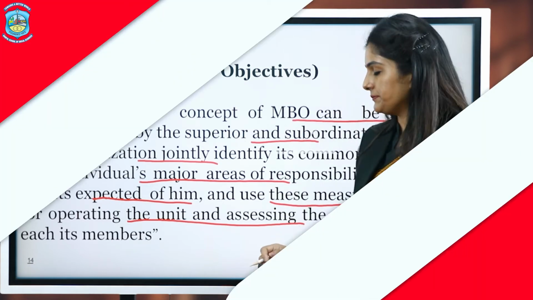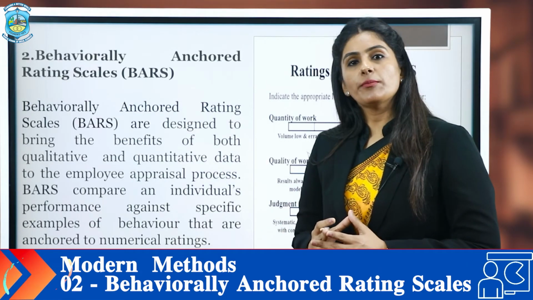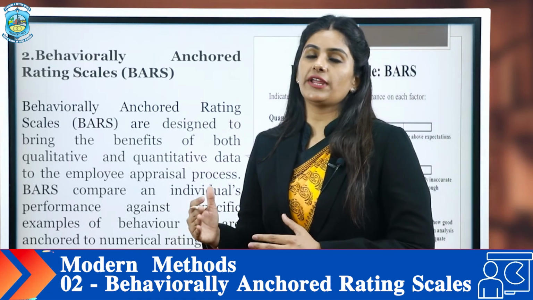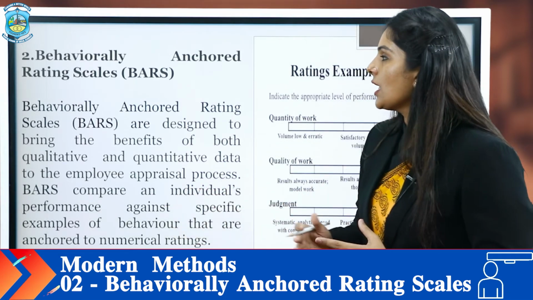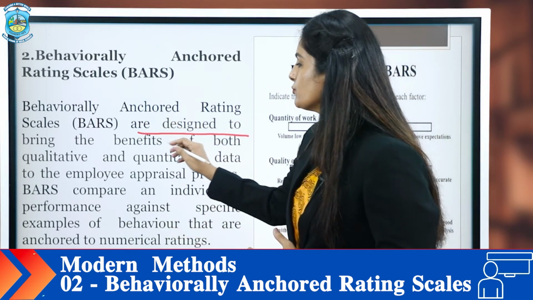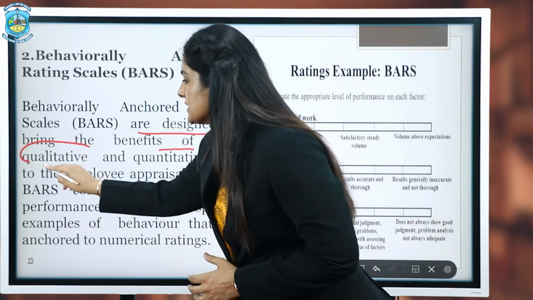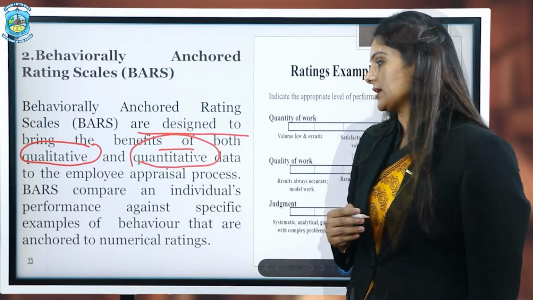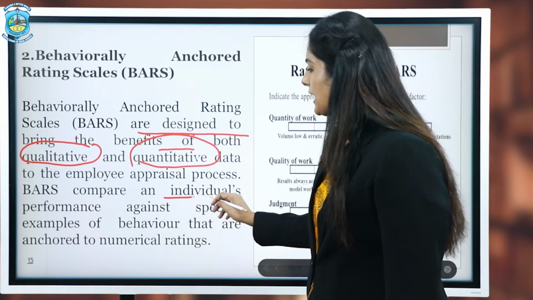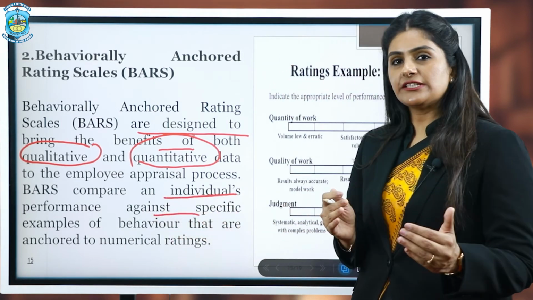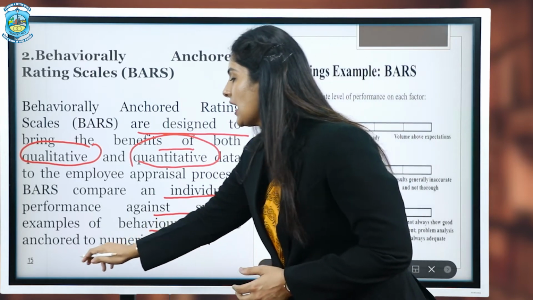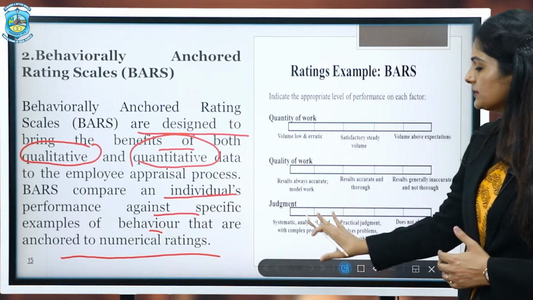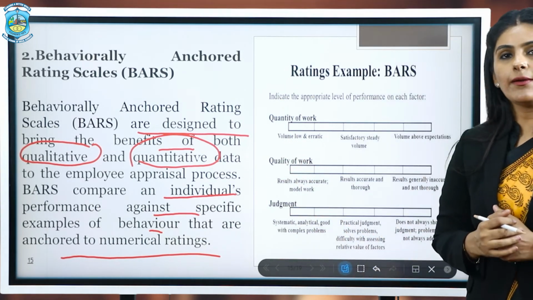The second modern method of performance appraisal, which is commonly used nowadays, is called the behaviorally anchored rating scales or BARS method. Basically, the BARS are designed to bring the benefits of both the qualitative and the quantitative data to the employee's appraisal process. BARS compare an individual's performance against specific examples of behavior that are anchored to numerical ratings. Let's have a quick look at how this particular method is implemented in the organization.